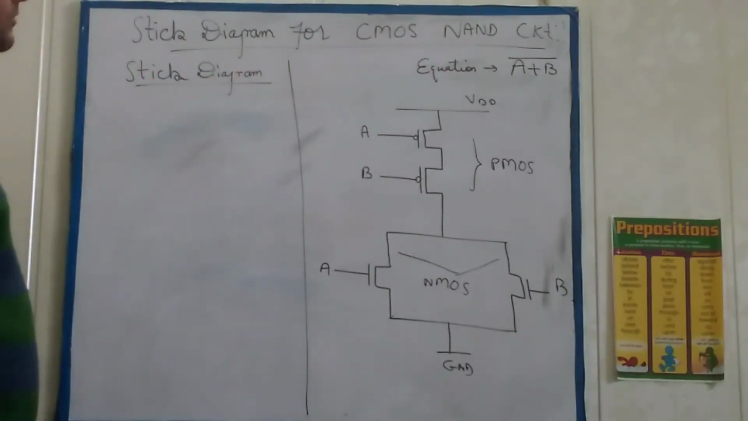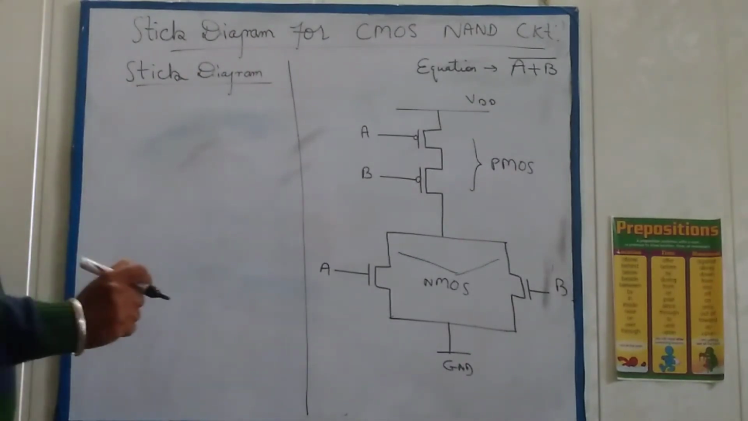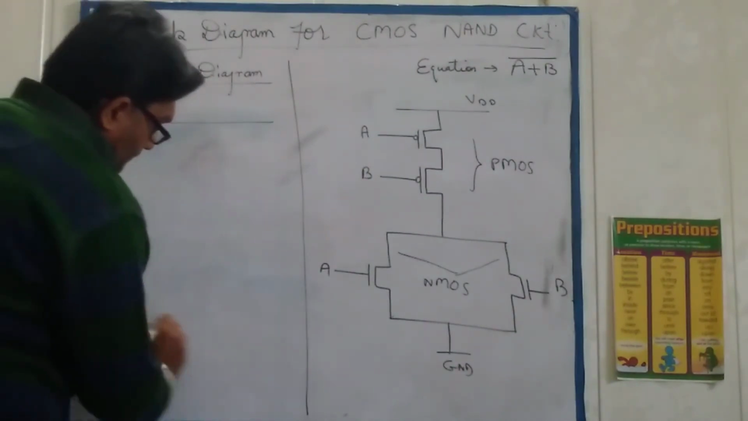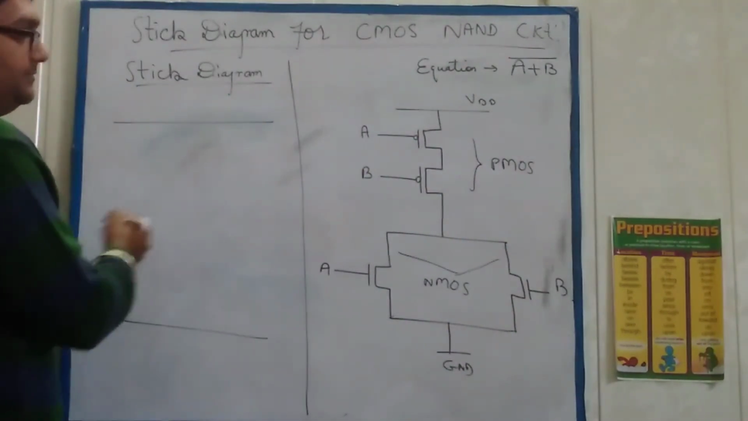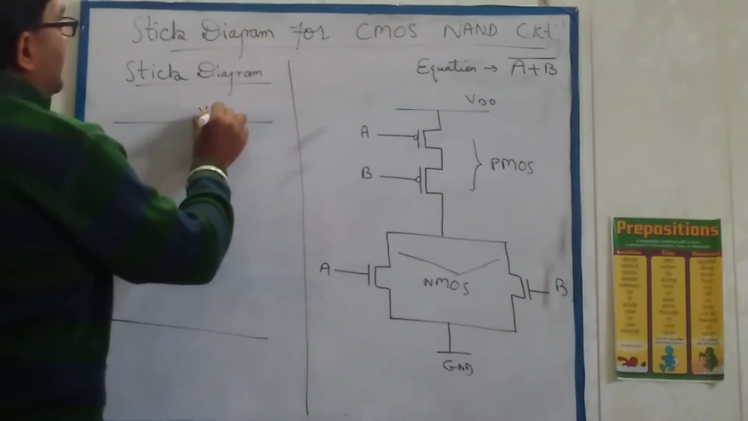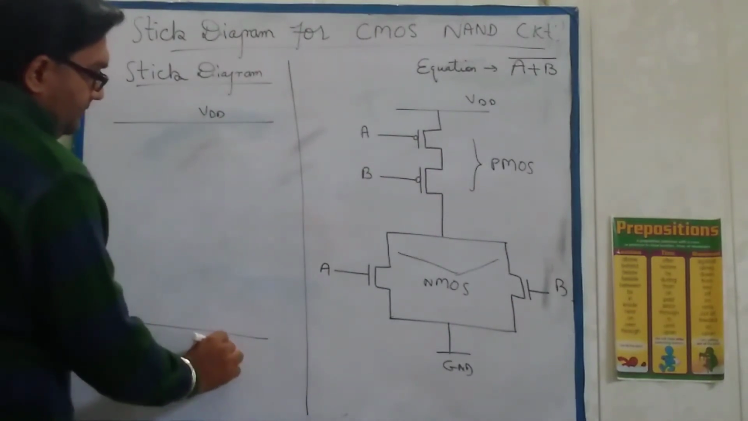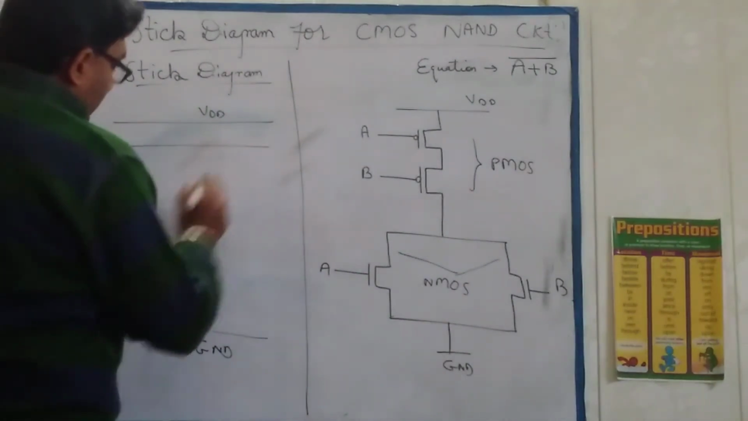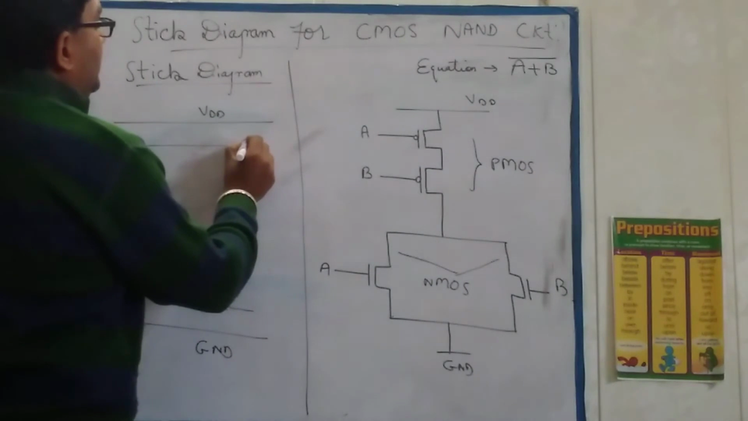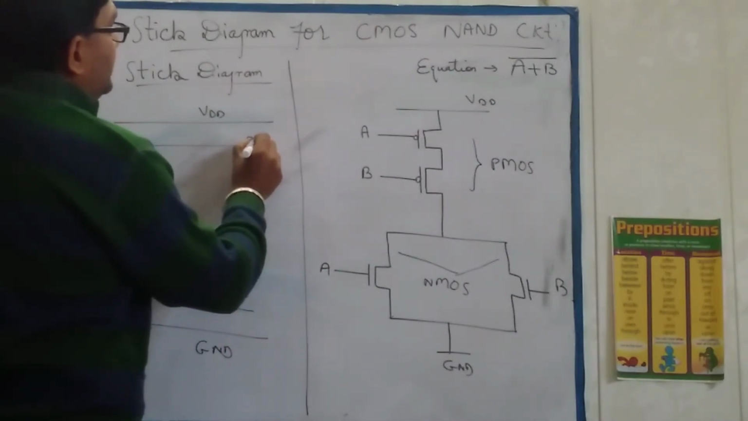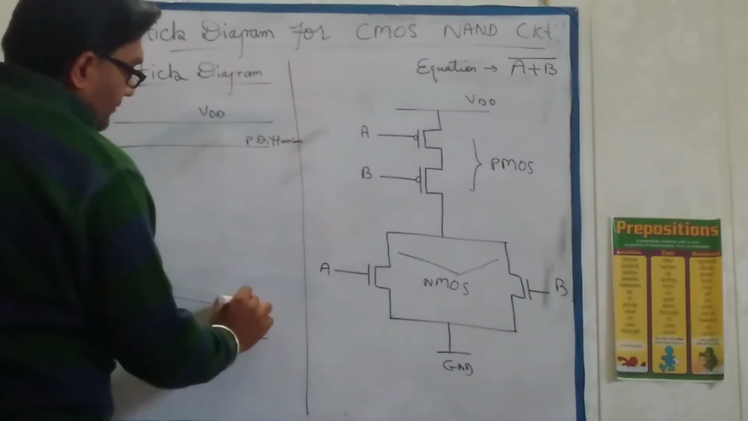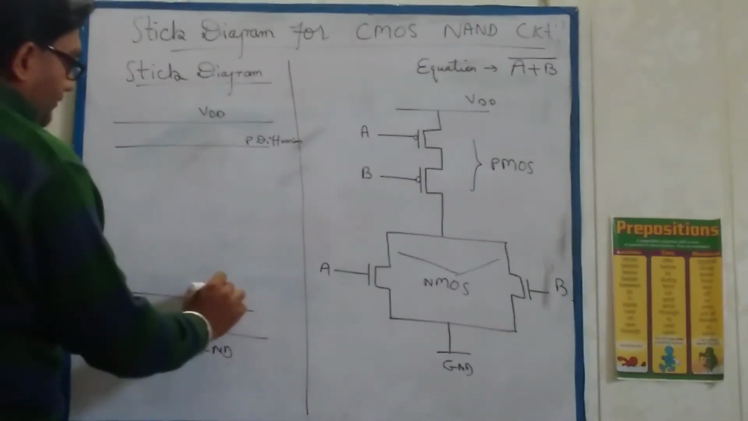Okay, so the basic rule is the same for the stick diagram. Take two blue wires, one is VDD and another is ground. Now we have two kinds of diffusion. So take two lines, one for the PMOS or P diffusion, and another for the N diffusion.